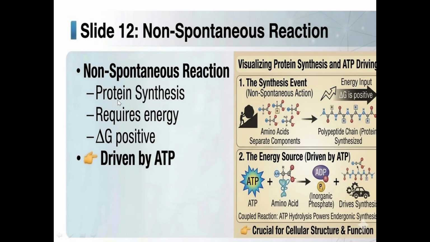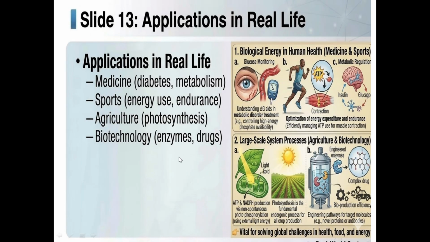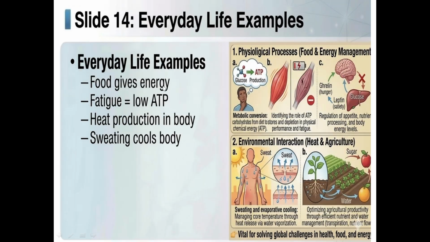Non-spontaneous reaction: protein synthesis requires energy. Delta G is positive. When delta G is positive, ATP is required, so it is a non-spontaneous reaction. In real life applications: medicine, diabetes, metabolism; sports, energy use, endurance; agriculture, photosynthesis; biotechnology, enzymes, and drugs. These are real life examples of spontaneous and non-spontaneous reactions which occur mostly inside the living system.